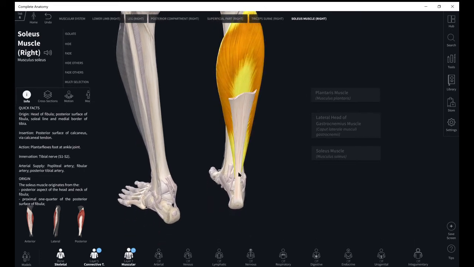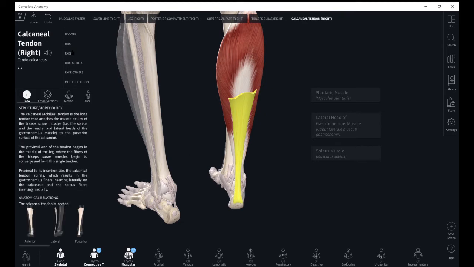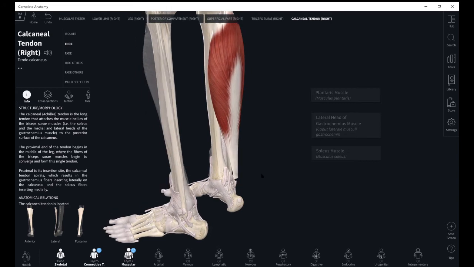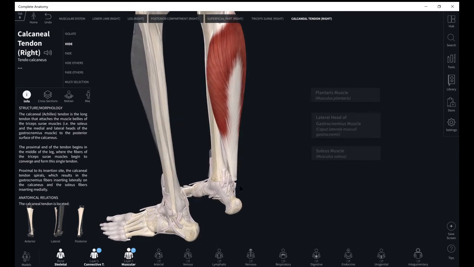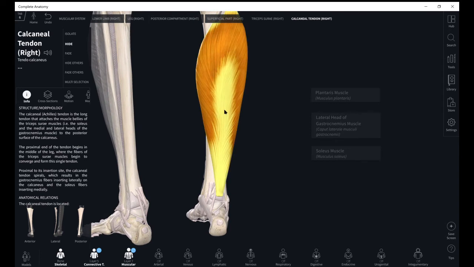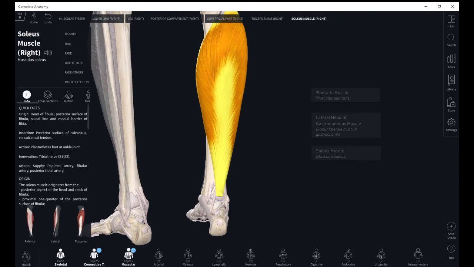And actually, let me move that. Okay, so its fibers insert much further distally into that tendon. And it's actually, again, plantar flexion of the foot at the ankle joint, and again, tibial nerve innervation S1, S2.